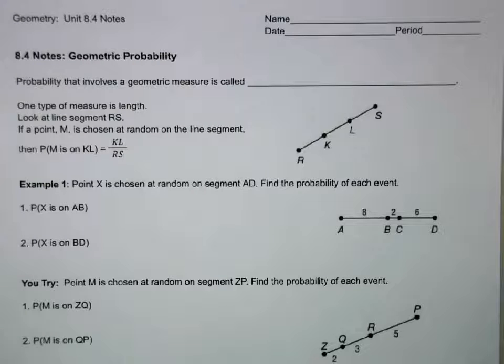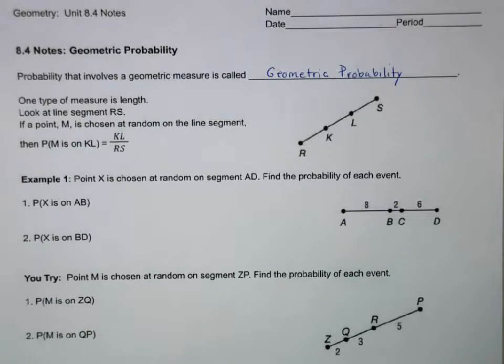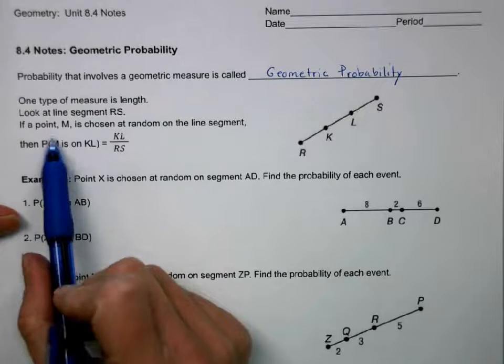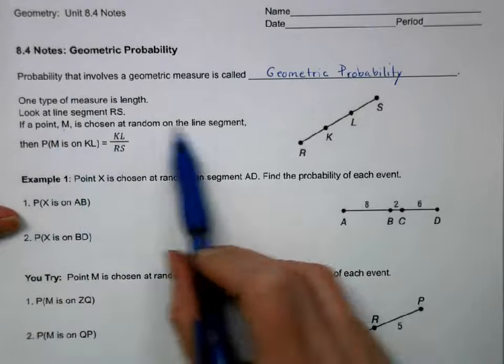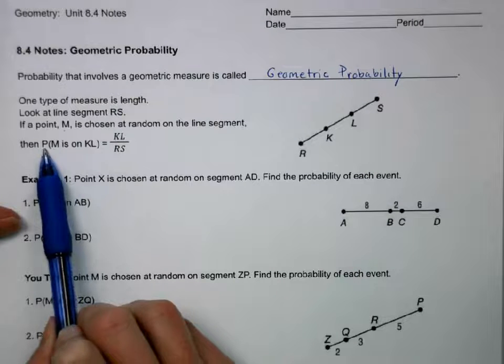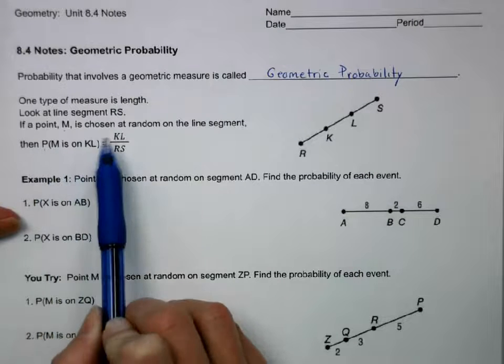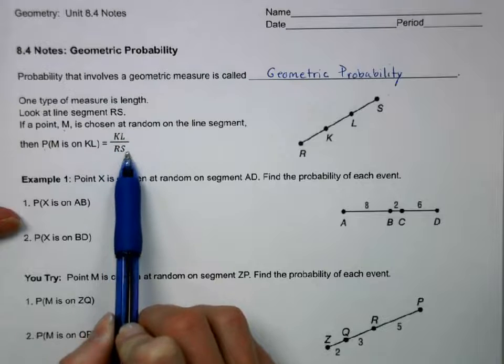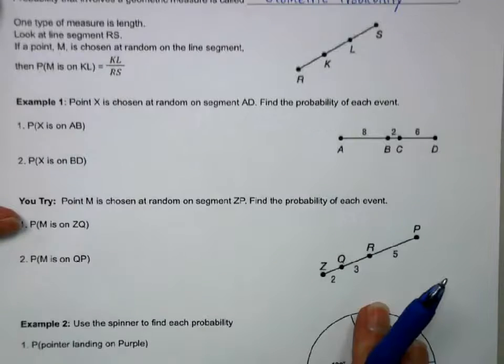Today we're going to be talking about geometric probability. Probability that involves a geometric measure is called geometric probability. So first we're going to look at a segment. We're going to say a point is chosen at random. If a point M is chosen at random on segment RS, then the probability M is on KL is the length of KL over the length of RS.